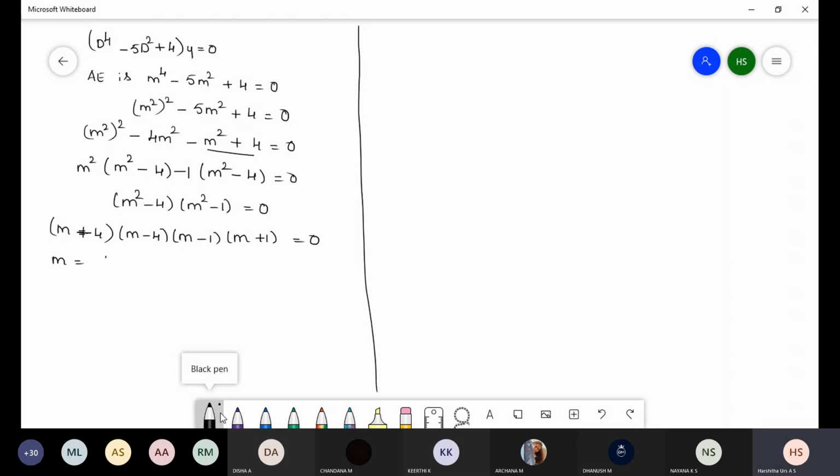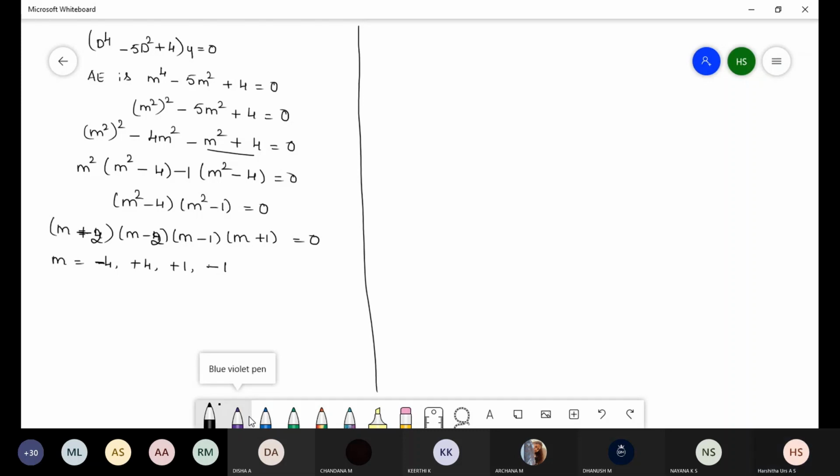M is equal to 4 minus 4 minus 1, sorry, plus 1. Here I will make plus, here I will make minus 4 plus 1 minus 1. M plus 2 into m minus 2. Yes, m plus 2 into m minus 2. Here a square minus b square.